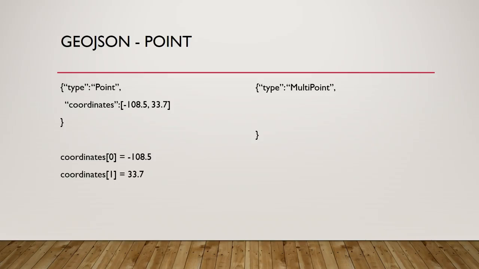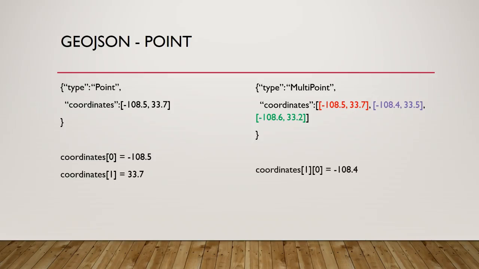Now all GeoJSON geometry types also have a multiform. So in addition to a point, there is a multipoint geometry type. The multipoint can contain several points in the same geometry. So the coordinates property in a multipoint object is a two-dimensional array, or an array of arrays. So the main array has 3 elements, and each of those elements is an array of coordinates, with 2 elements in each. So coordinates 1, 0 equals -108.4. This is the first element of the second array in the coordinates property.